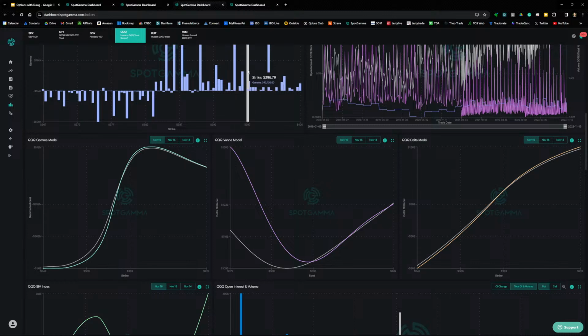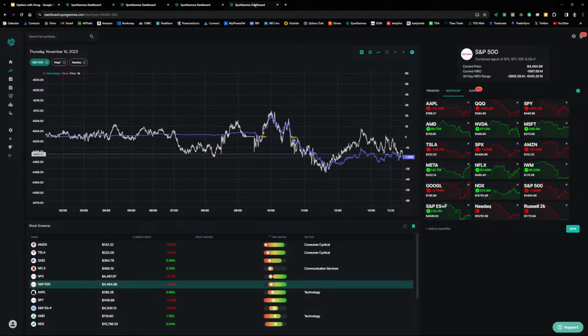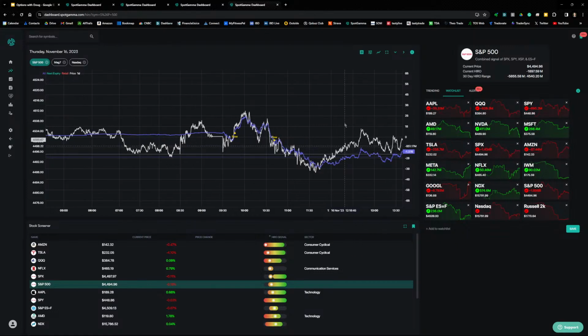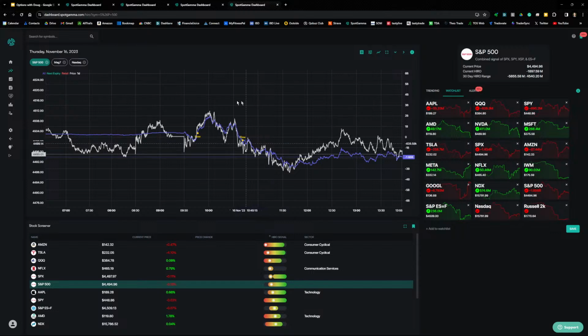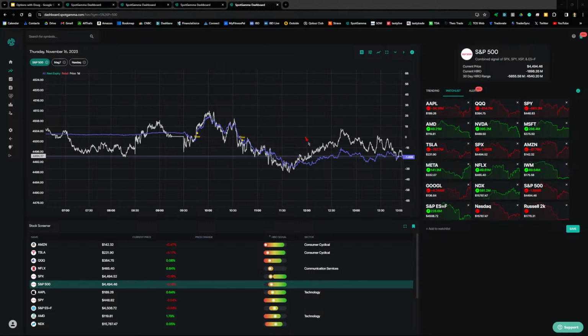All right, let's take a look at some setups now. I'm going to start by looking at what options traders have been doing today. And this is the HERO signal. HERO is hedging impact real-time options. This is available to SpotGamma subscribers. What this chart is showing is price for SPX with a white line, and the HERO signal in the purple line.